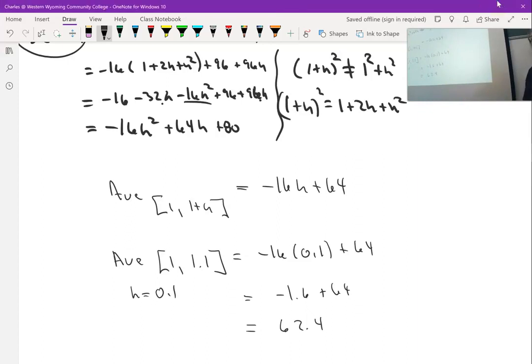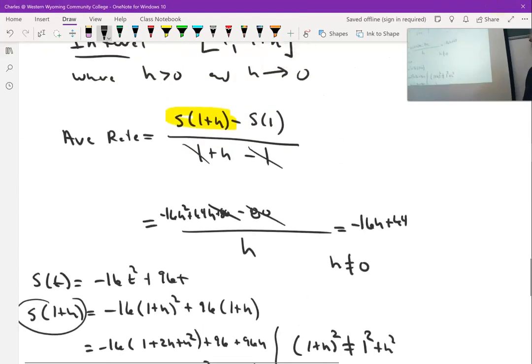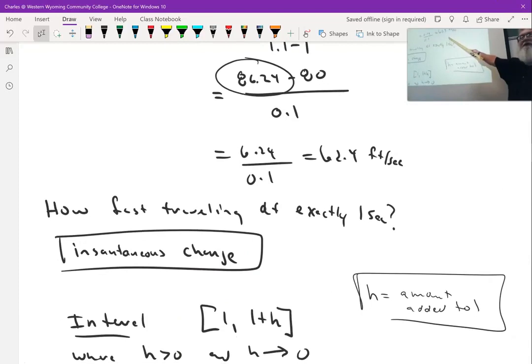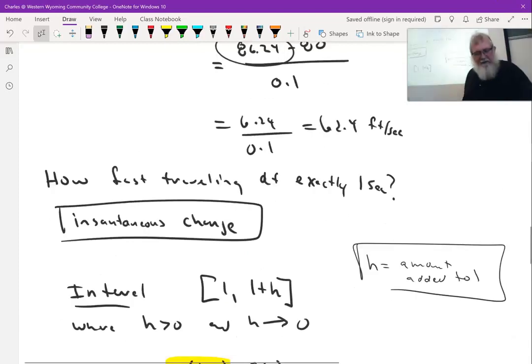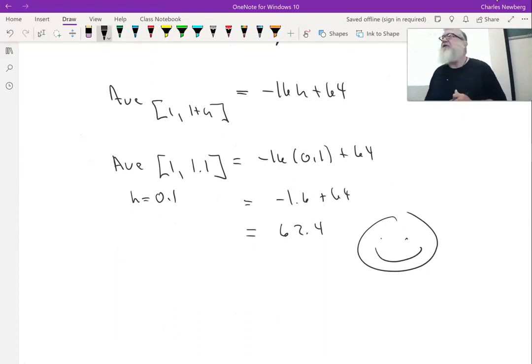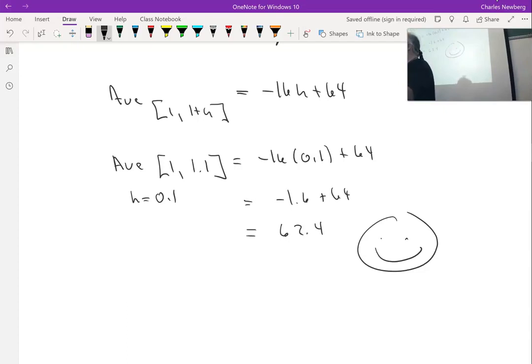And was that the answer we had from our previous work? 62.4. Let's go back up here. 62.4, does that make us happy? It does, right? So that makes us happy. See, there's a happy face. And why does that make it happy? Because now we derived a formula to help us figure out the instantaneous velocity, and it already matched up with some previous work. So we feel good about that formula.